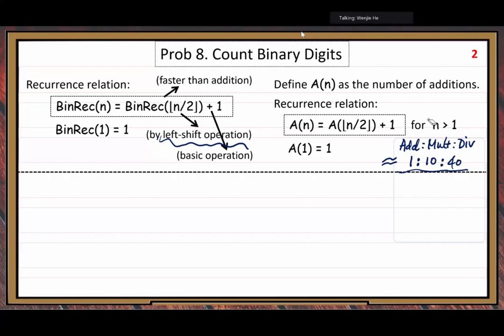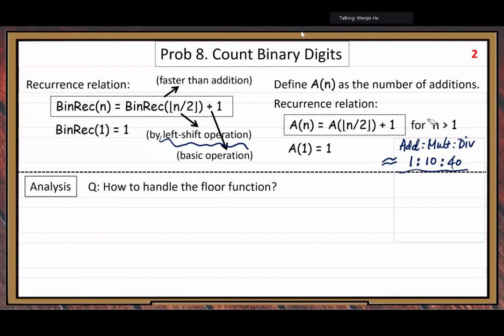A(n) equals A(floor(n/2)) plus 1. After you get the number of additions for size floor(n/2), you do one more addition, and that gives the number of additions for A(n). The initial condition is still 1. Next, let's solve the simplified version.